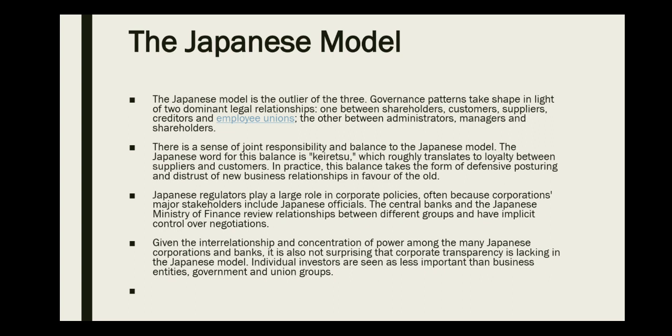We in Malaysia have been influenced by the British many years ago. We don't like them, but we inherited the British system. So we use the Anglo-Saxon corporate governance model in Malaysia, just like the one they use in the UK.